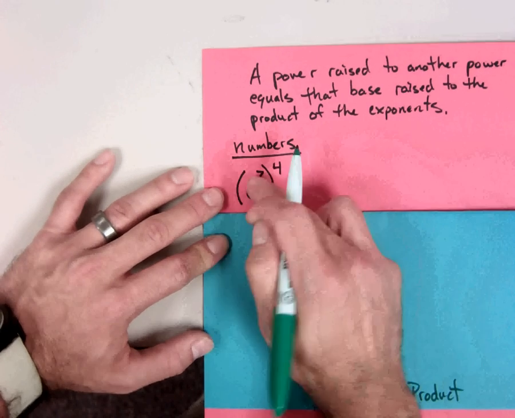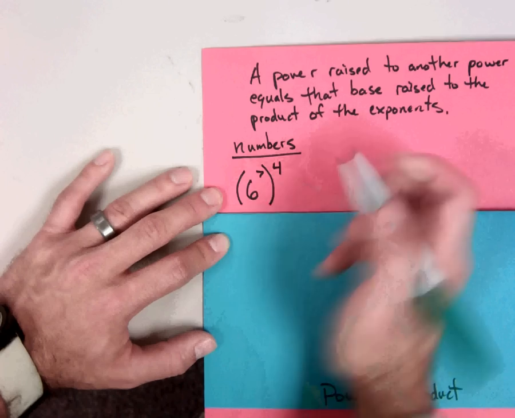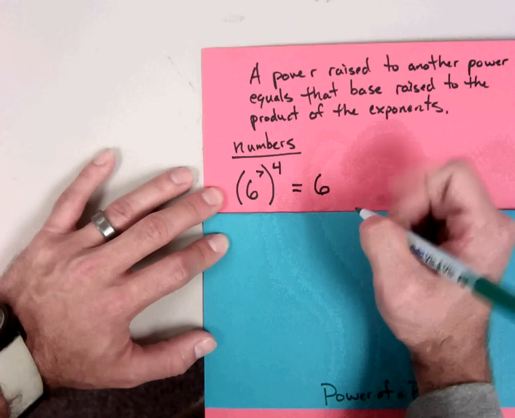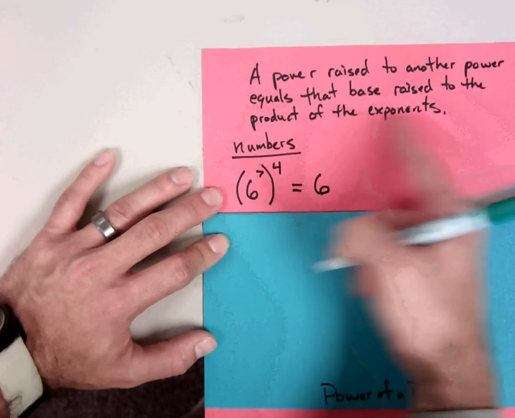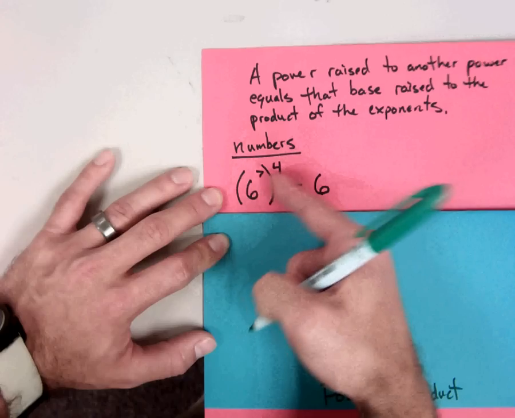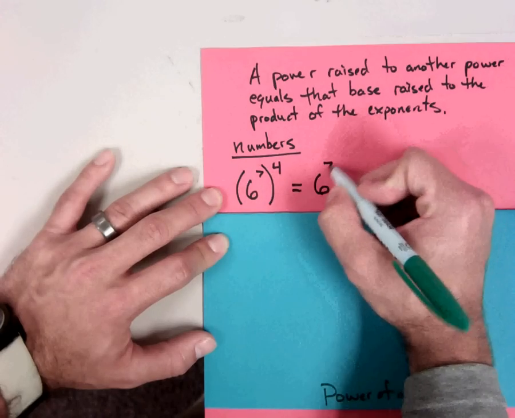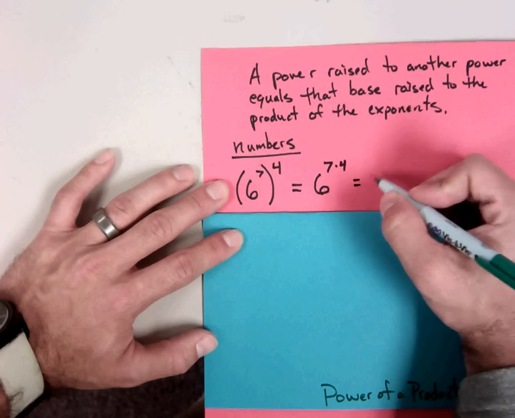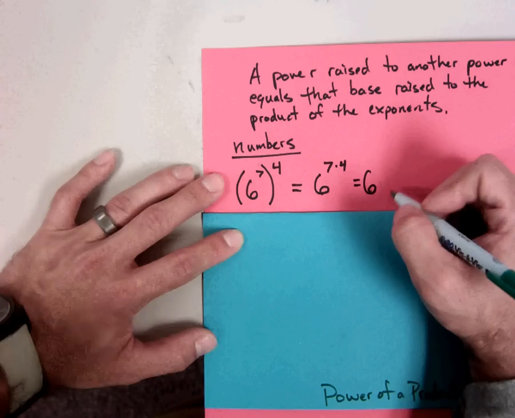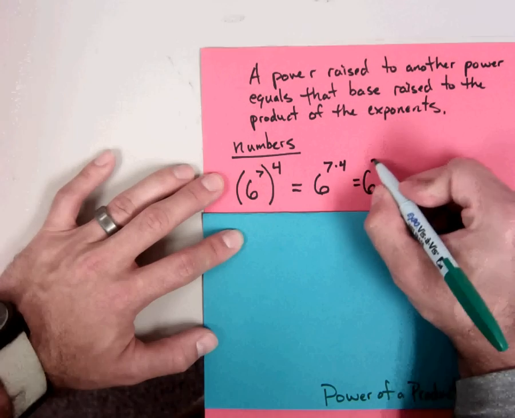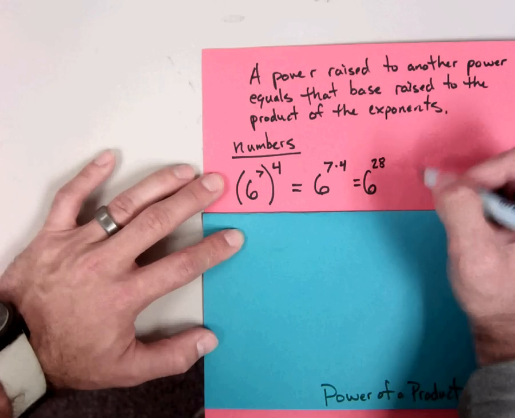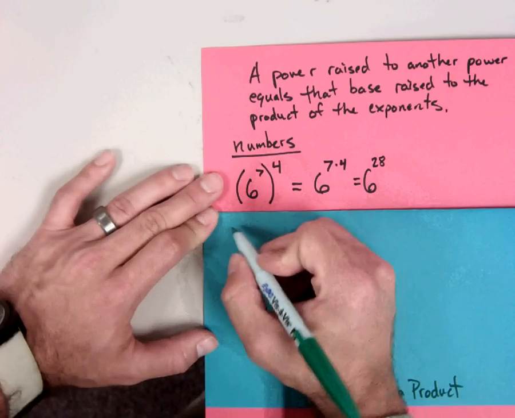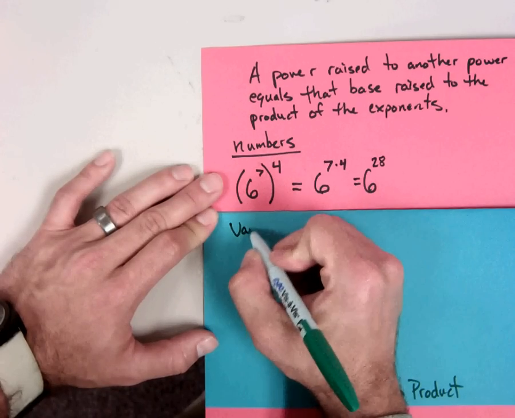Okay, we have a power raised to a power. So that's going to be equal to the base, which is 6, raised to the product of the exponents. So product of the exponents, that's going to be 7 times 4. So that will be 6 to the 28th power. And what does that look like with variables?